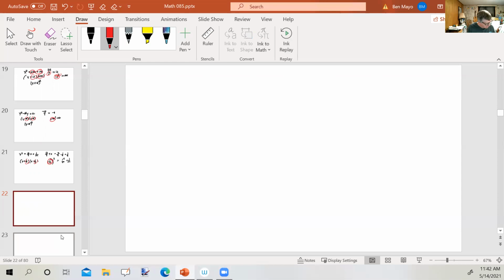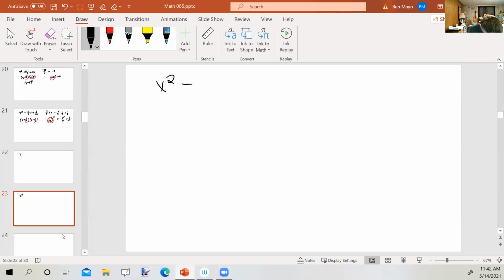this says use completing the square to solve each equation. Approximate each solution to the nearest hundredth. So I've got, oops, let's switch to black pen here, x squared minus 6x minus 4 equals 0. All right, there's a process that we're going to go through, and this is how it works.